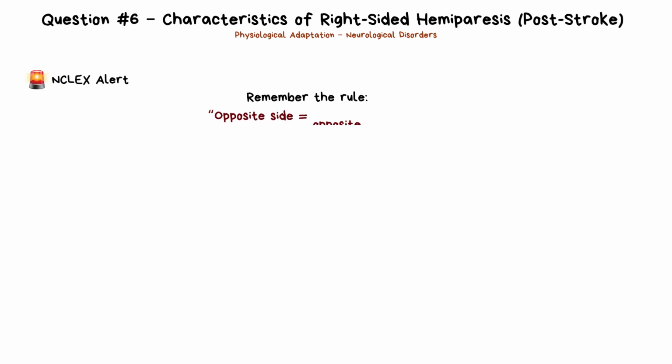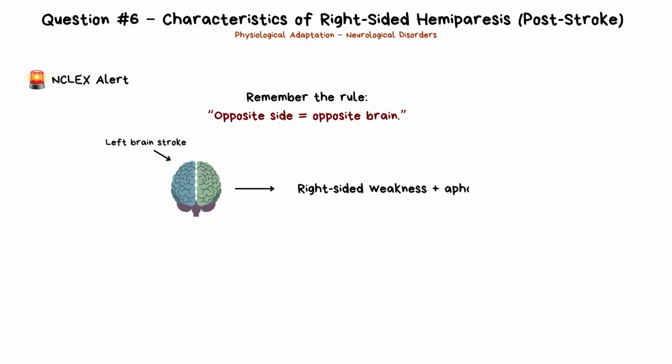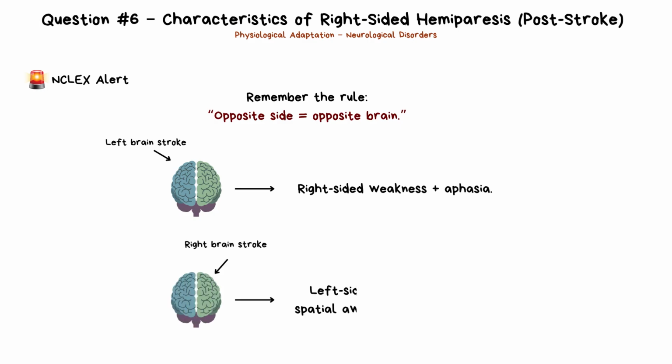Here's your NCLEX alert to lock it in. Opposite side equals opposite brain. Left brain stroke, right-sided weakness and aphasia. Right brain stroke, left-sided weakness with poor spatial awareness and impulsivity.